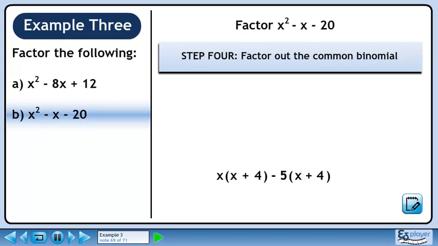In step 4, we'll factor out the common binomial. X plus 4 is common to both terms, so it can be factored out. Collect what's remaining in brackets. The factors are x plus 4 and x minus 5. This is the same result we got using the shortcut.